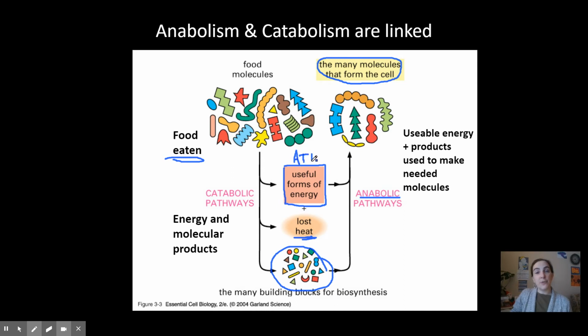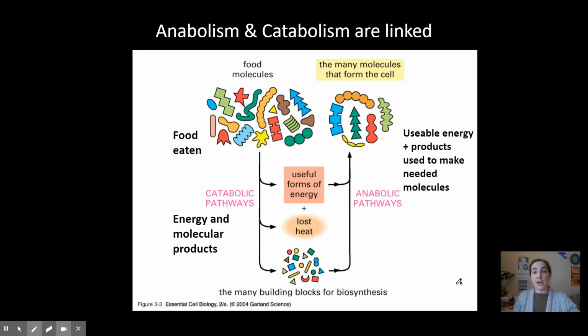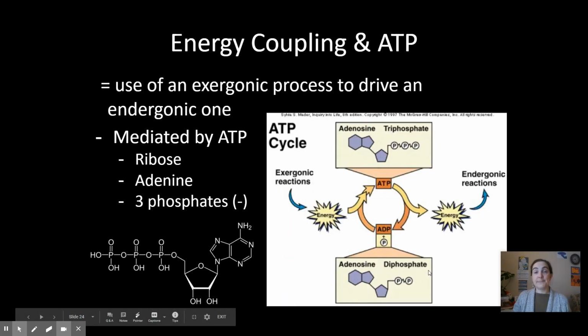There are other useful forms of energy. Occasionally, you'll see one called GTP, which is another kind of energy storage molecule. But here we're focusing on ATP because that's the primary intermediate molecule. Really, the job of ATP is to capture that energy that's released in this breakdown of food and other molecules so that it can be kept in a usable form, so we can use that energy to build molecules on this side and carry out those reactions that we need. That's the job of ATP in our cells.